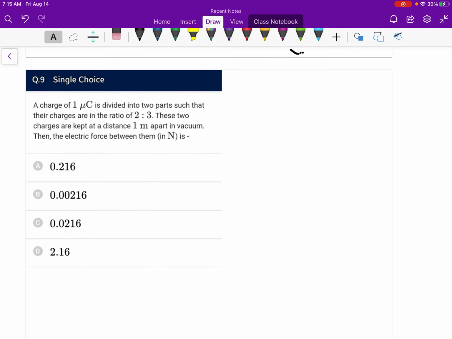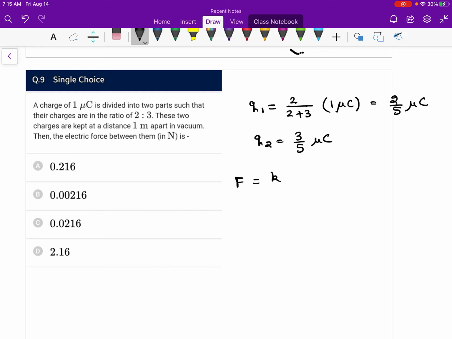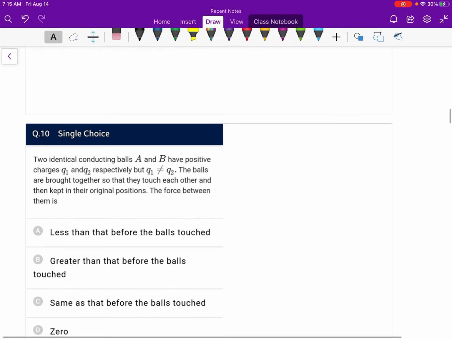Charge Q is divided into two parts such that their charges are in the ratio 2:3. The charges are kept at a distance of 1 meter in vacuum. Find the electric force between them. So we can use Q1 is 2 upon 2 plus 3 into 1 microcoulomb, so that is 2 by 5 microcoulomb, and similarly Q2 is 3 by 5 microcoulomb. Now we can calculate the force, K Q1 Q2 upon R square. Calculation is easy. Now next question.